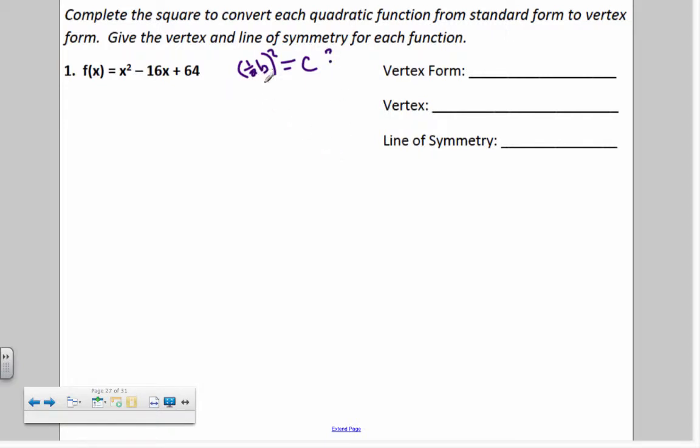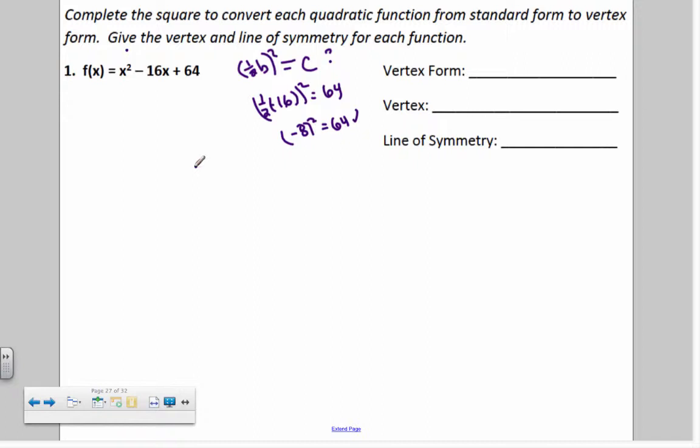Okay, so let's go ahead and check that. Well, so we have half of negative 16 squared. And does that equal 64? Well, half of negative 16, that's negative 8. And negative 8 squared does equal 64. So I already have a perfect square trinomial. So I don't need to do any extra steps to complete the square here. I just need to know how to factor this trinomial.